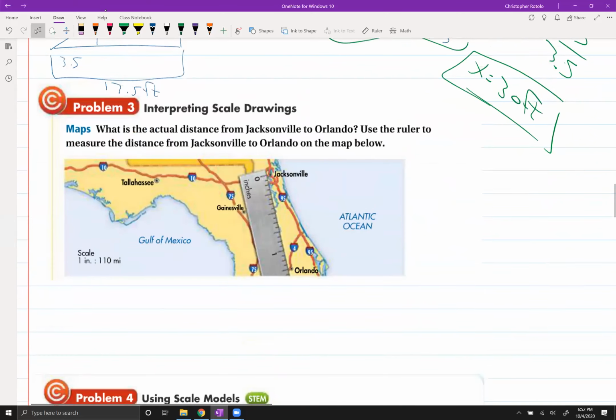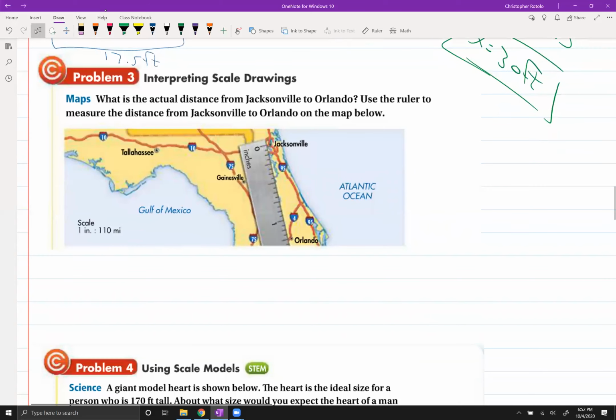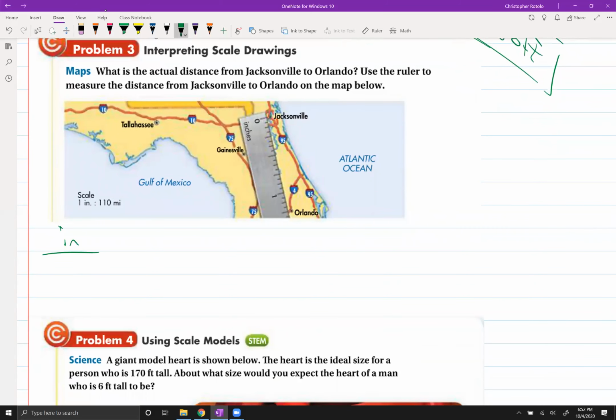All right. What's the actual distance from Jacksonville to Orlando? Use the ruler to measure the distance from Jacksonville to Orlando on the map below. So what we have is inches and miles. I got that from the scale, right? We feel like we're missing some piece of information here. So that means 1 inch is 110 miles. We're going to try and find out the miles. So we check out the inches here. We got 1 whole inch, and then that's going to be a quarter. So 1.25.